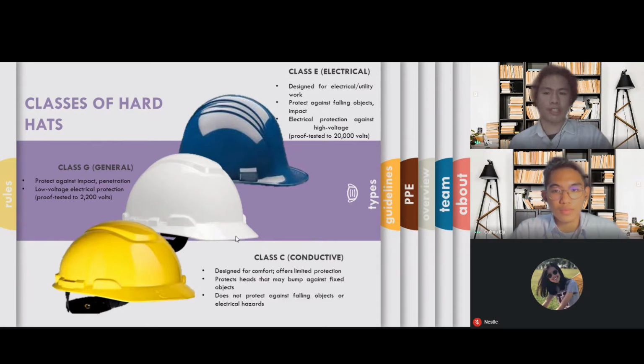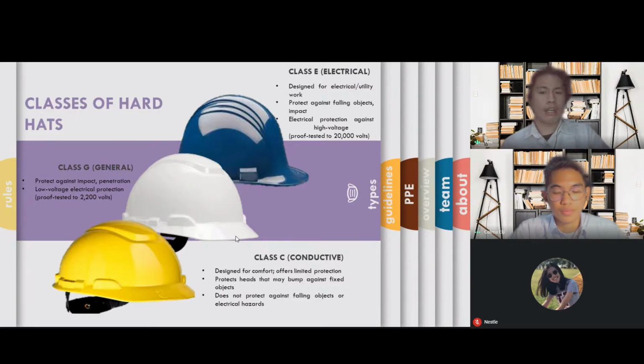Next is Class G. Normally ginagamit sa mga construction sites pero kadalasan rin na Class E or Class C ang ginagamit. Depende sa klase ng workplace. Itong Class G or General ay kayang maprotektahan ng ulo nang gumagamit sa mga falling debris. Kaya rin protektahan ng gumagamit against electrical voltage. So yung voltage resistance na kaya niyang i-resist is up to 2,200 volts.